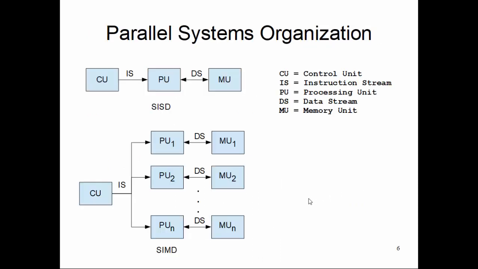So first of all, single instruction, single data stream. Let's understand this first block. We have this CU, PU, MU, IS, DS. What are they? I call it a SISD system, but what exactly do they mean? CU is your control unit, which is basically sending a series of instructions through the instruction stream IS to the processing unit.